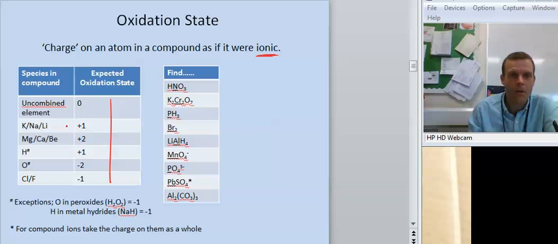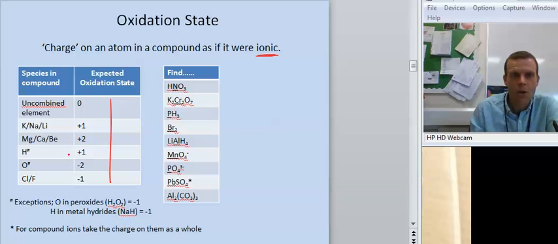Group 1 metals tend to form, because they lose one outer electron, a +1 ion. So their expected oxidation state is +1. Similarly, magnesium and calcium are going to be losing 2 electrons. It's hard to think of any compounds, like MgCl2, MgO, MgBr2, where we're not dealing with Mg2+. So the oxidation state there is +2.